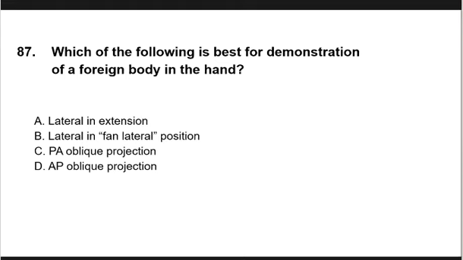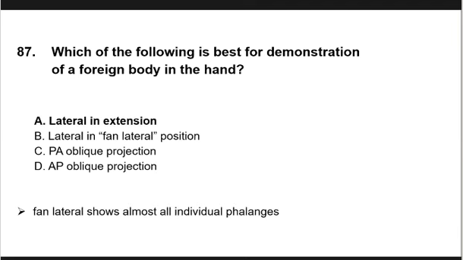Pero common questions, like for example, this one. Kung ang i-demonstrate natin ay foreign body of the hand, what is the answer? The hand should be in extended lateral. Yan, lateral in extension. Yan, ang fan knife lateral, ano ang dine-demonstrate natin dito? The individual phalanges. When there is a fracture in the individual phalanges. Yan. Almost all individual phalanges can be demonstrated here in fan knife lateral.